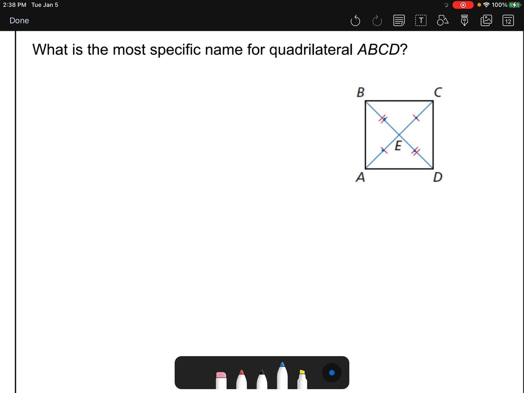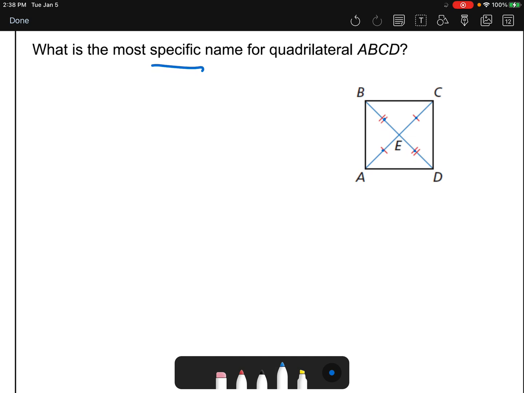So it's either got to be a parallelogram, square, rhombus, etc. And then what's the most specific name? Well, I know a lot of you want to say square. But guys, if it's a square, then all those sides are equal and all those parts of the diagonals are equal. But that's not what it says.